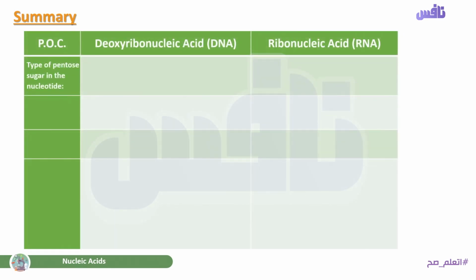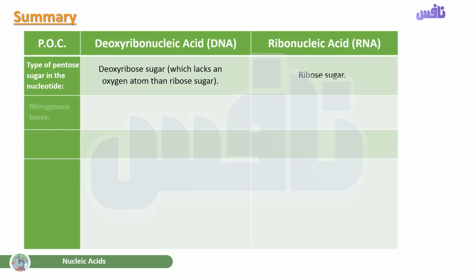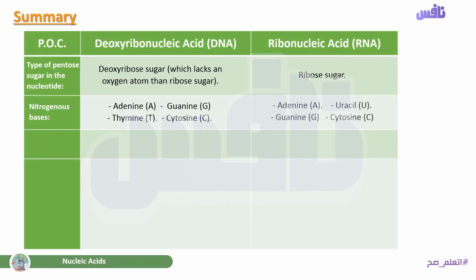Just have a look at this comparison. The type of pentose sugar in the nucleotide: the DNA will have a deoxyribose sugar, but RNA will have ribose sugar. In the nitrogenous bases, DNA is composed of adenine, guanine, thymine, and cytosine, but RNA will have uracil, a nitrogenous base, instead of the thymine one. And the number of strands in each molecule: DNA is composed of 2 strands, but RNA is composed of a single strand.